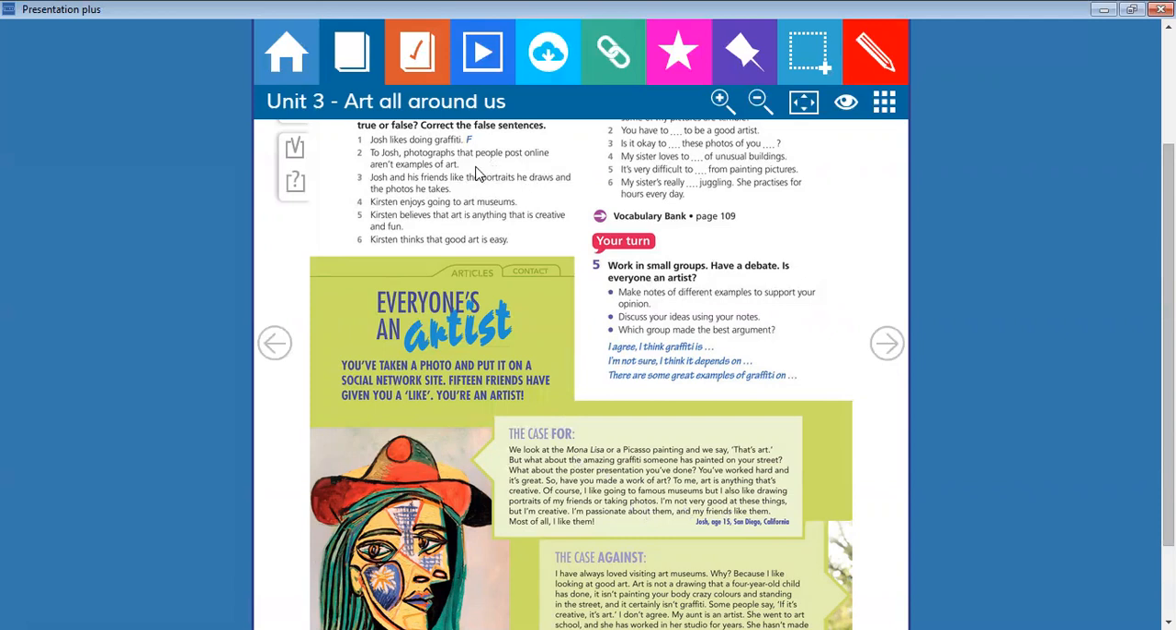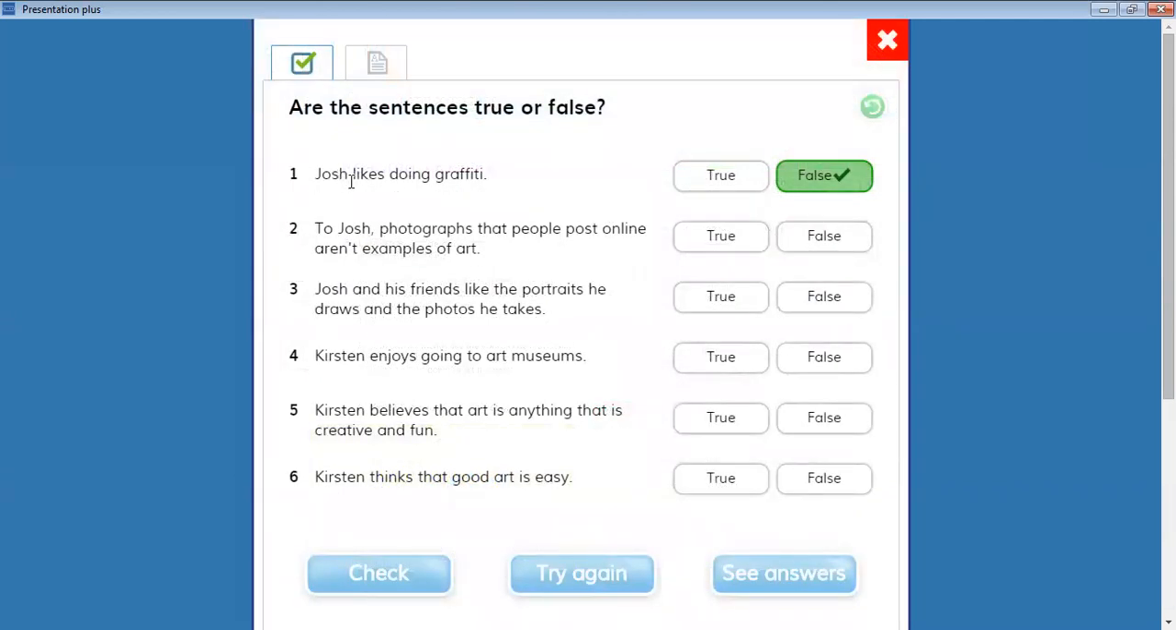Okay. Now we have to write here, for example, look at this. Jobs like doing graffiti. False. Graffiti and photographs that people post online are examples of art. Are examples of art. Okay. Now we have to write here false too. Okay. Now we have to write true.